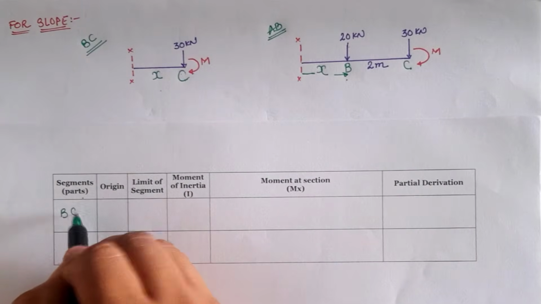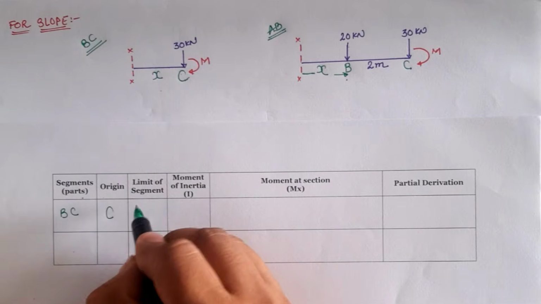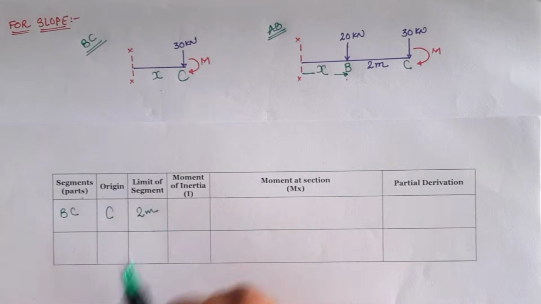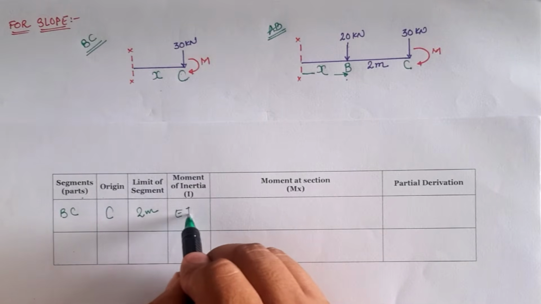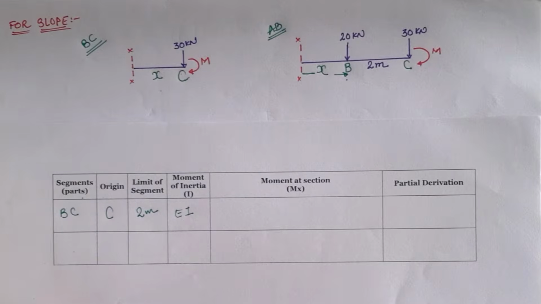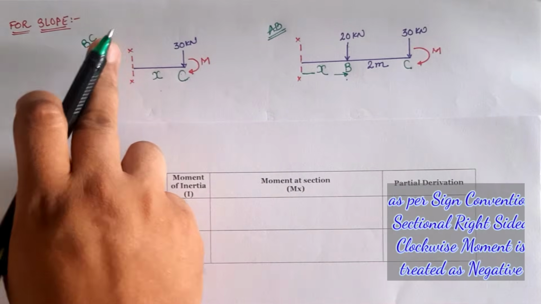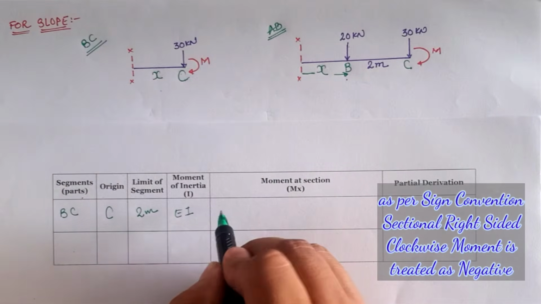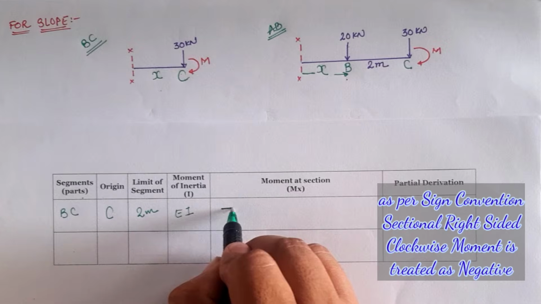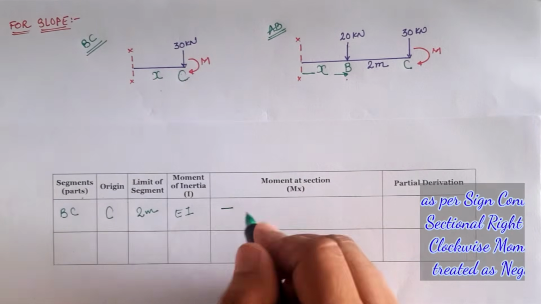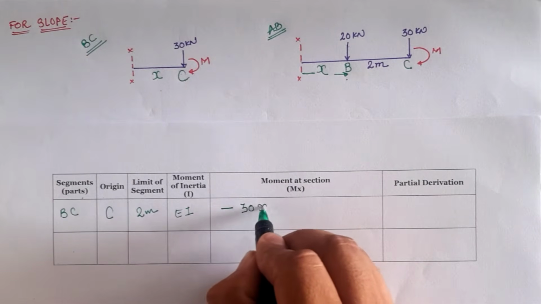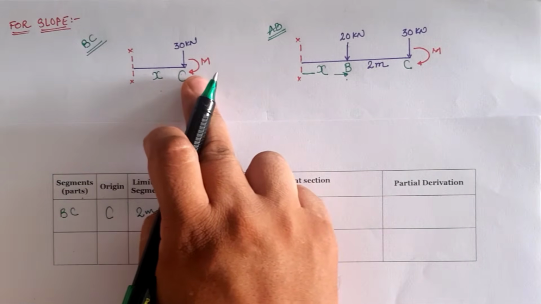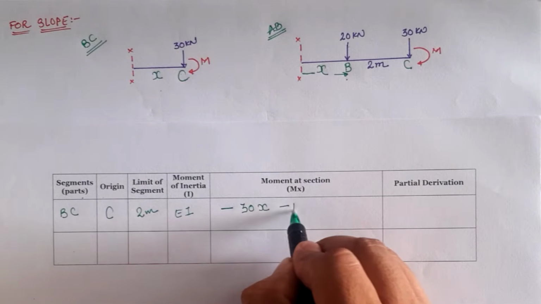As for the B to C segment, the origin is C, and the limit for this B to C segment is 0 to 2 meter. Moment of inertia is not given, so we can take it as a constant, EI. Now the moment at this section: if we take the moment in the right hand direction, then it is clockwise, and clockwise moment is taken as negative, hence the value is negative. Now 30 kilonewton load into distance is 30x, and the external moment is M, and we never multiply a distance with the moment, hence the value is only minus M.